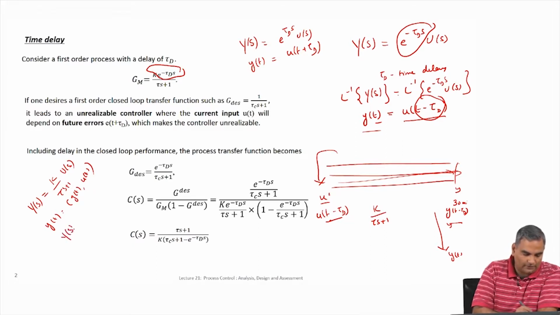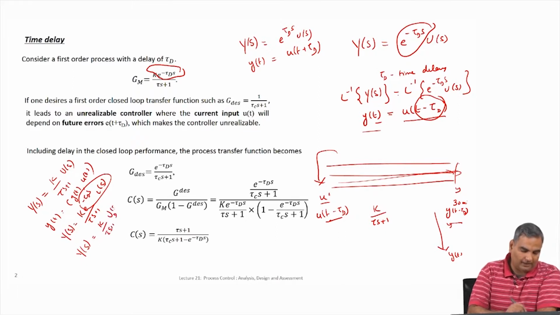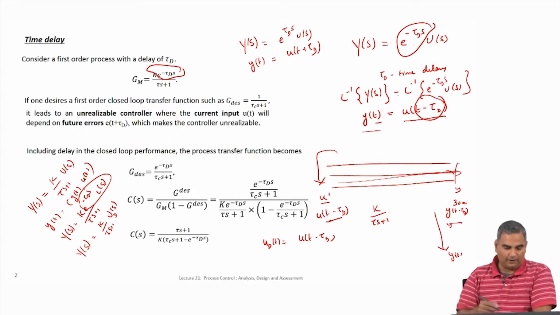So, if I say y of s is k e power minus tau d s by tau s plus 1 times u of s, then together I can add and say y of s is k over tau s plus 1 times some delayed version of u, u d of s. This delayed version of u and u of s are related by u d being u of t minus tau d, because I can write this delayed version as e power minus tau d s times u of s.